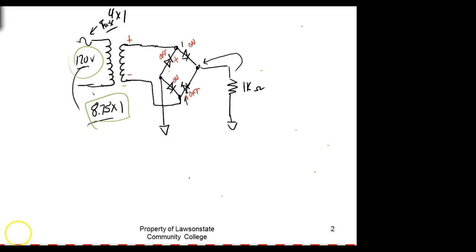So current is going to leave the negative side of the transformer. It's going to come through here. Why isn't it going to go this way? Because this guy's turned off. It's an open switch, right? So it's going to go this way, out our common lead. It's going to come up here, and that's going to make this side of the resistor negative. It's going to come up here and go that way.